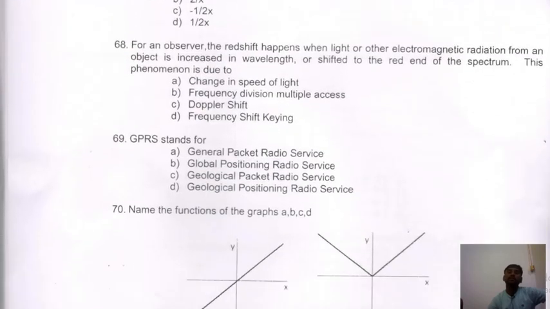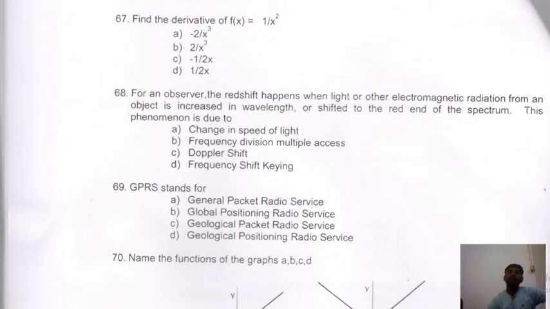Next question is 68. For an observer, the red shift happens when light or other electromagnetic radiation from an object is increased in wavelength, or shifted to the red end of the spectrum. This phenomenon, an apparent shift due to change in the observer or change of the source, is called the Doppler shift. This is the standard statement of the Doppler shift. So please Google it once again, Doppler shift, and you will understand this concept. This is from applied physics.